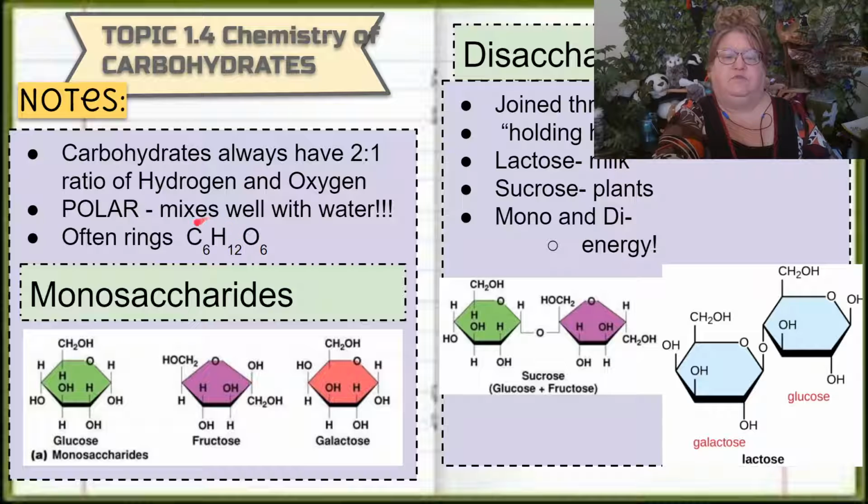So notice our formula here, C6H12O6, 2-to-1 hydrogen to oxygen. If I had C5H10, it would be O5. Always, it doesn't matter. If I give you H22, you should tell me it's O11. It's 2-to-1, always.